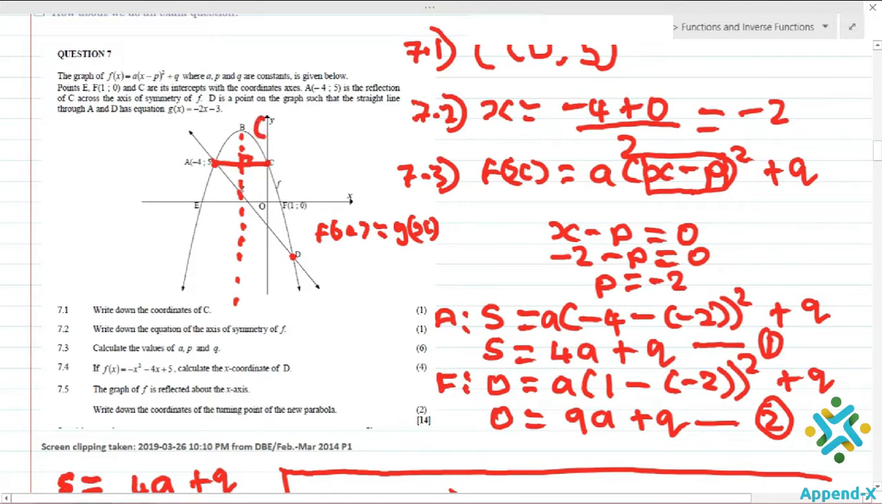Okay, now the x coordinate we already know is the value of the axis of symmetry, and that is negative 2. Okay, and the y coordinate is q. We already determined q to be 9. Okay, so the original turning point is negative 2 and 9.